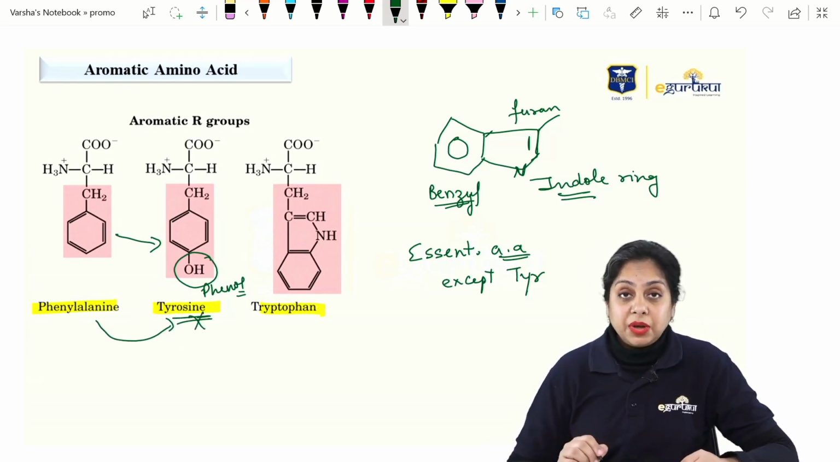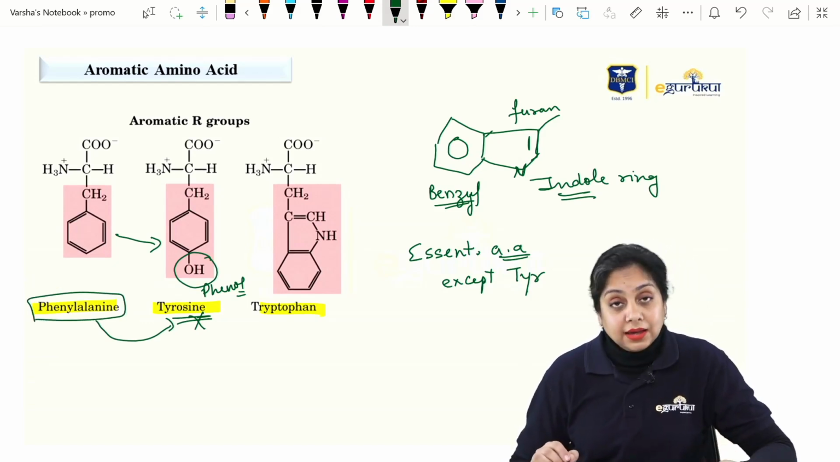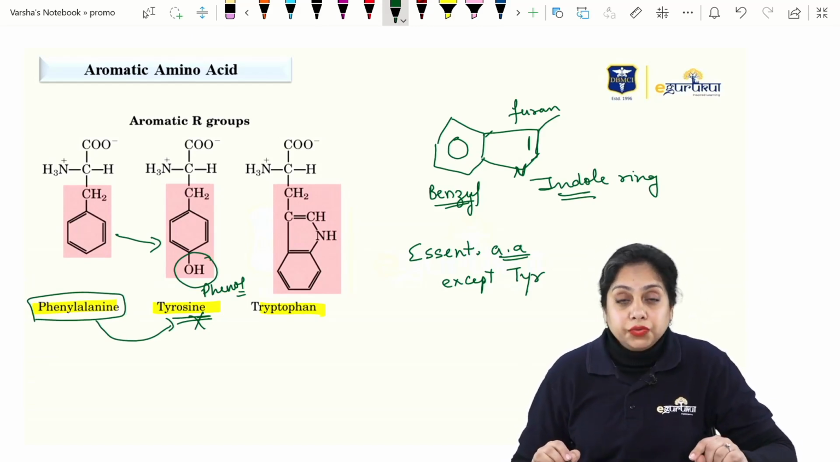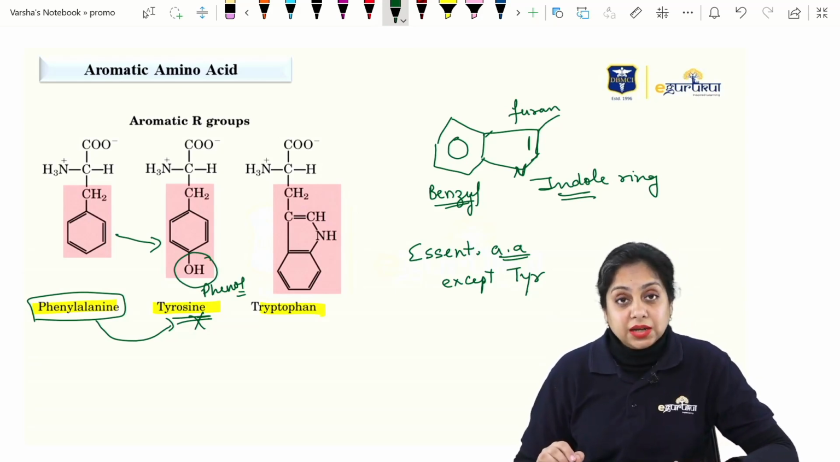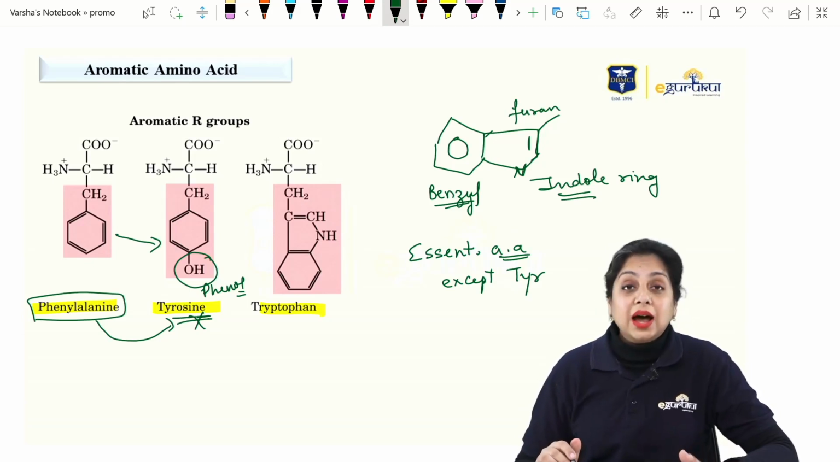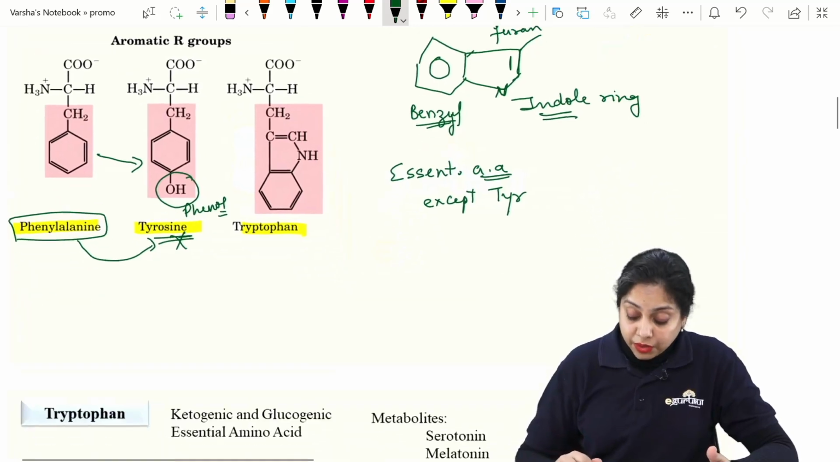It is essential only when phenylalanine is lacking. If it is not there, then you have to supplement tyrosine in the food, and there should be more intake of tyrosine. So out of 3 aromatic amino acids, phenylalanine and tryptophan are the essential amino acids. What are essential amino acids? Those which should be in the diet, because they cannot be synthesized in the body. And what are those?